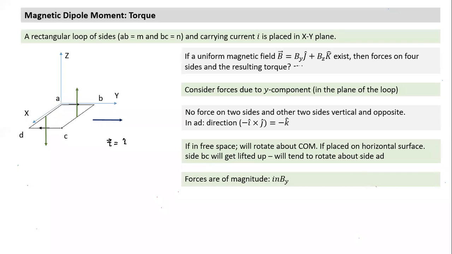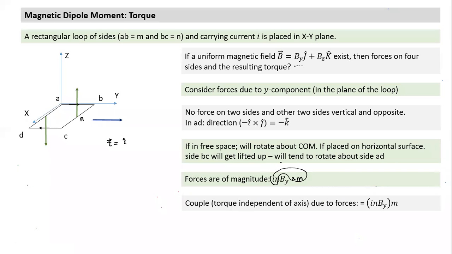Each force has magnitude I N By, and they are acting at a perpendicular distance M between them. That's what the torque is equal to. If you multiply by M, the torque becomes I N M By, where I N M is nothing but the magnetic moment. When we take the direction, it becomes equal to M cross B. This torque or couple is independent of axis, due to forces, it will be I N By into M. And torque is M into By.